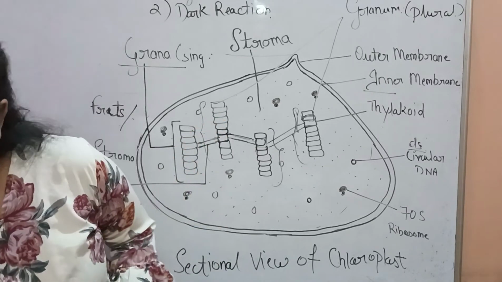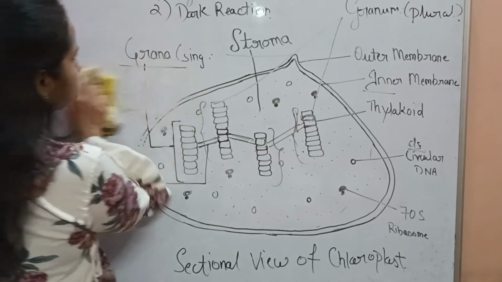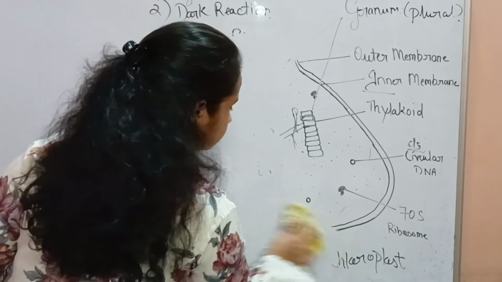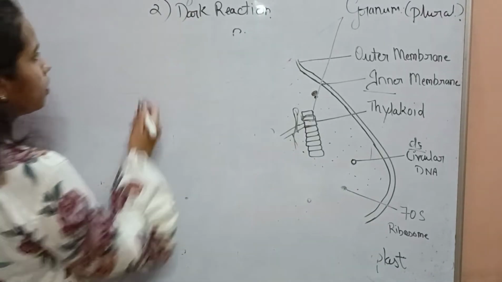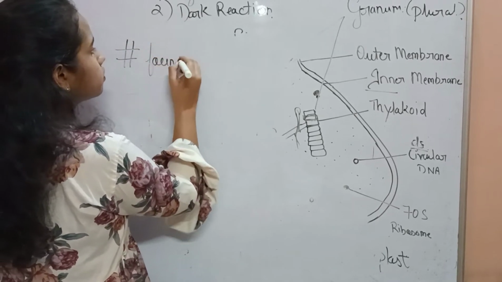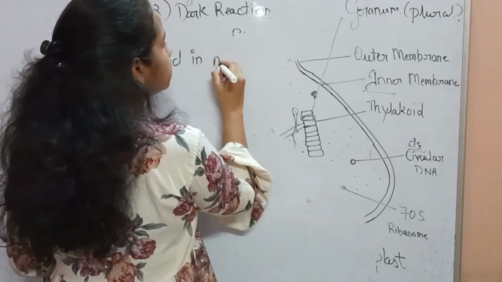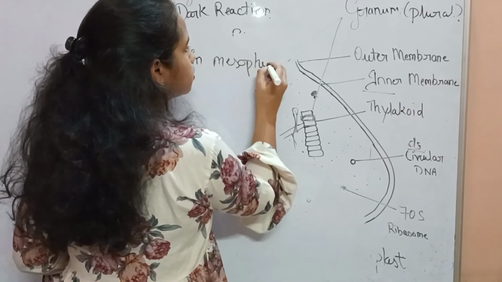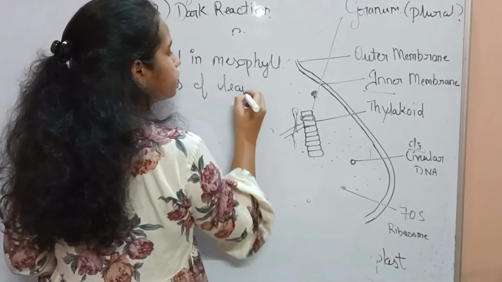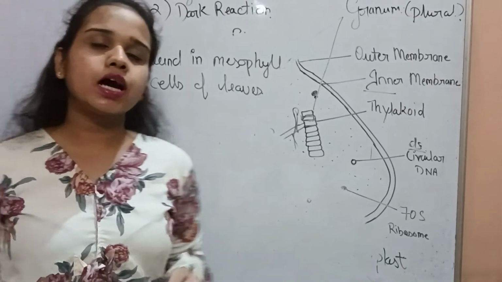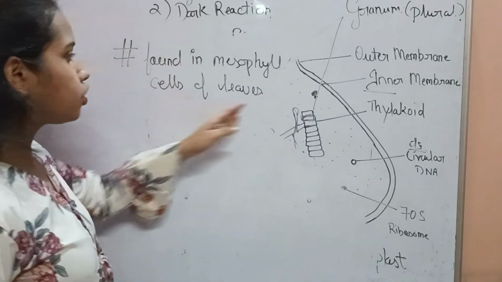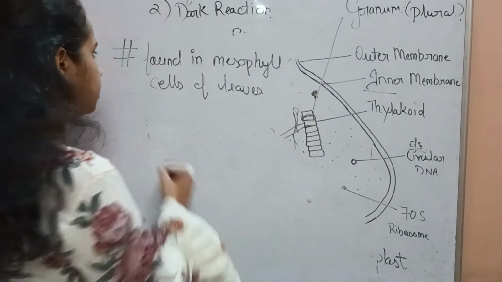Now, a few more points I would like to add about chloroplast are as follows. Chloroplasts are found in mesophyll cells of leaves. Mesophyll cells are the specific kinds of cells which are found in the leaves of a plant. So chloroplasts are found in the mesophyll cells of the leaves.